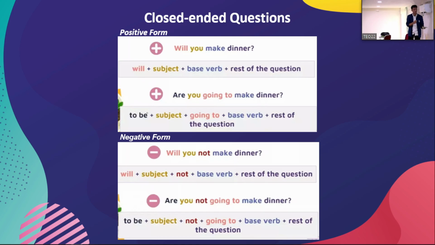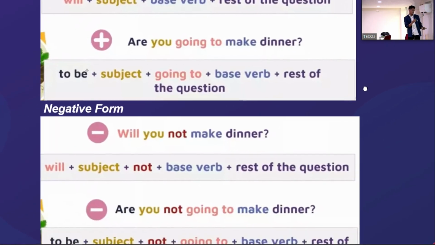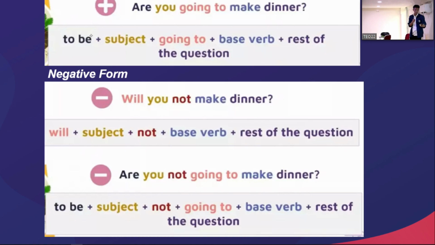And then the negative form is will plus subject plus not plus base verb, and then the rest of the sentence. The example is: will you not make dinner? That was the negative form. And when you want to use going to, you need to put to be, subject, not, and then going to, and then base verb, and then the rest of the question. For the example, the same sentence: are you not going to make dinner?